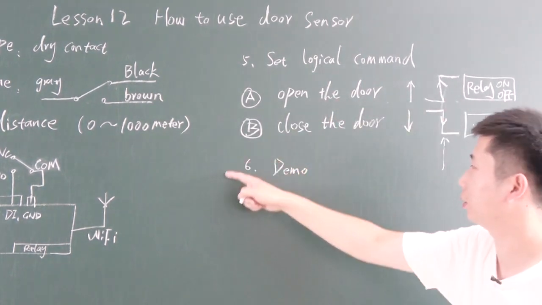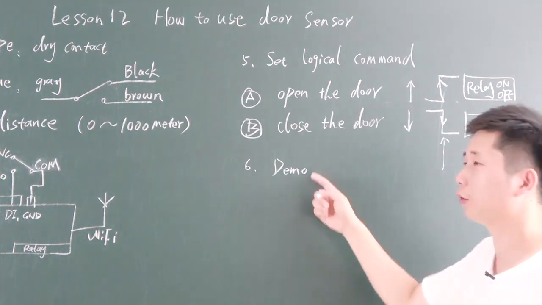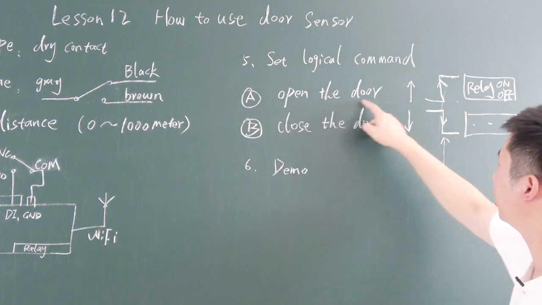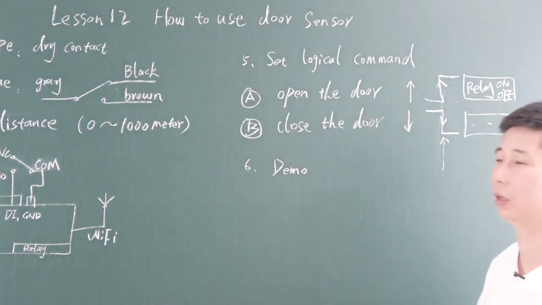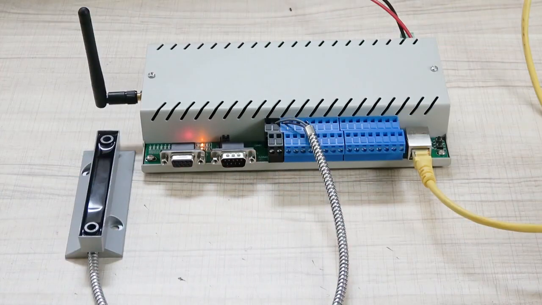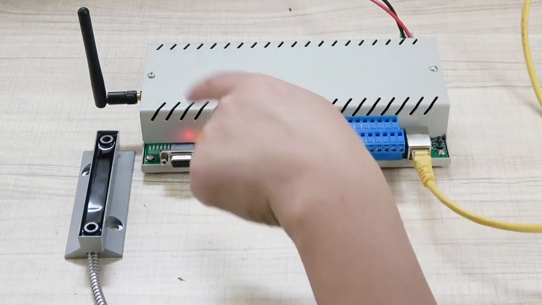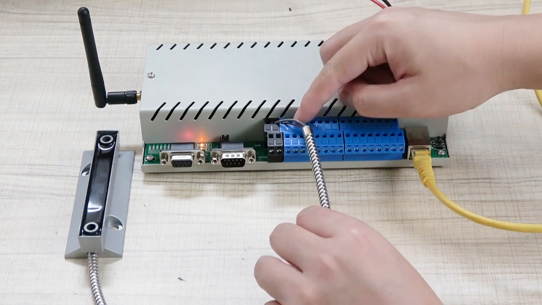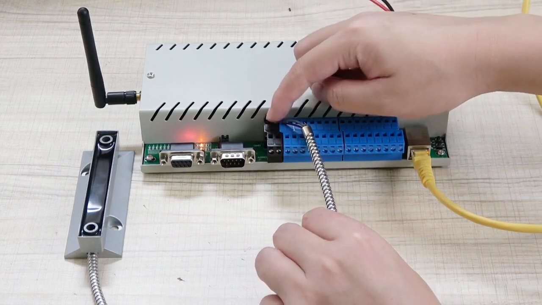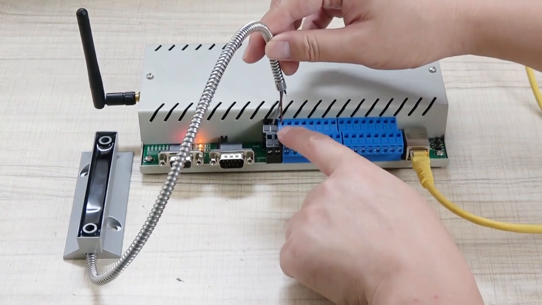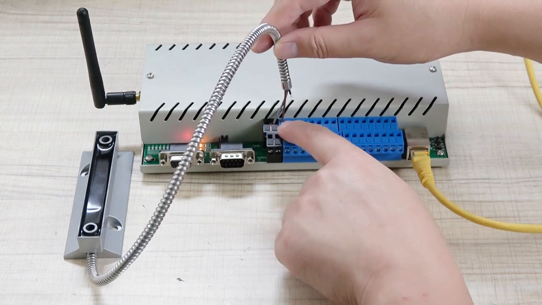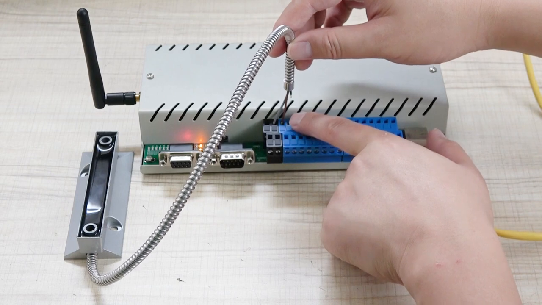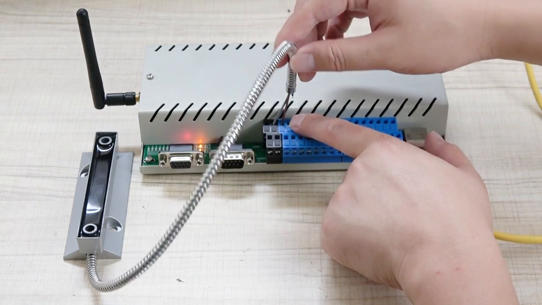Now we'll have the 6th step. We'll have a demonstration on your PC software. I will tell you how to configure this for opening and closing the door as a command. Okay, let's look at the serial server and connect with the door sensor. You can see this is digital input 1 and this is ground. I have used this: the common is connected with the ground, and the brown wire is connected with digital input 1.